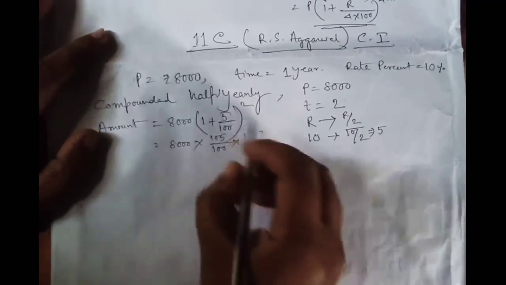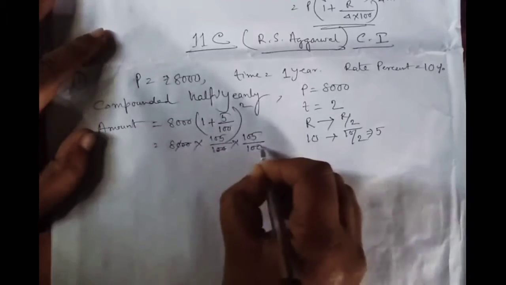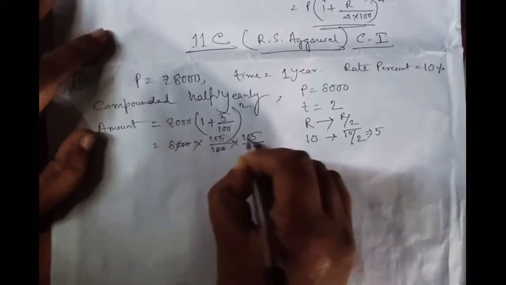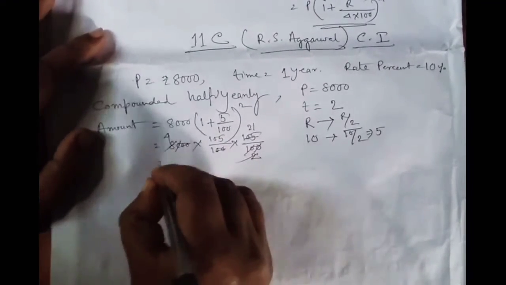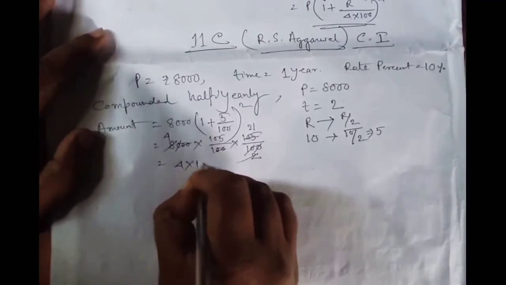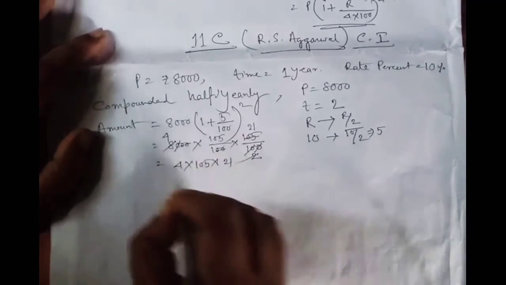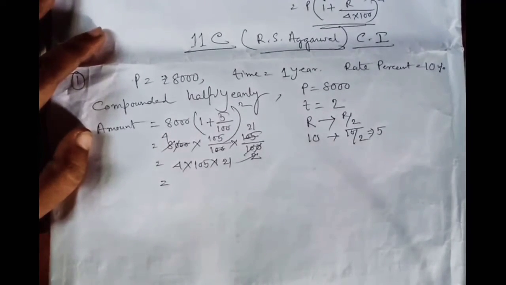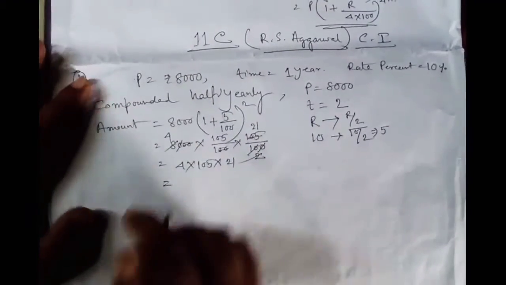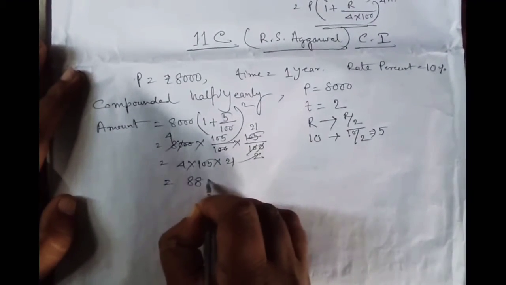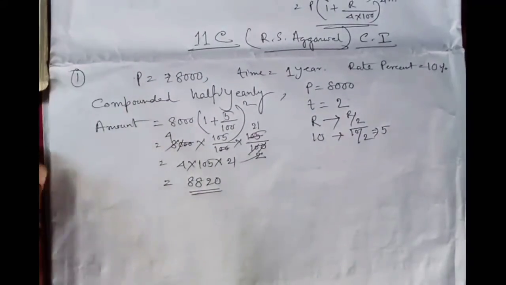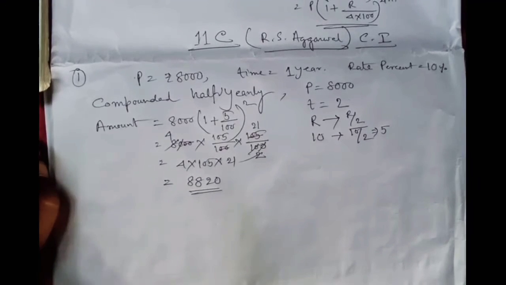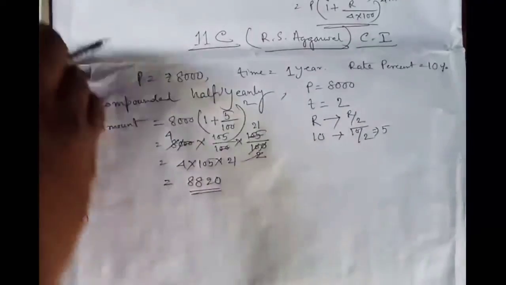So again if we do the calculations, I mean 4 into 105 into 21. So if we do the calculation, that should be rupees 8820. Okay, so 8820. So next move to another question. Now question number 2.